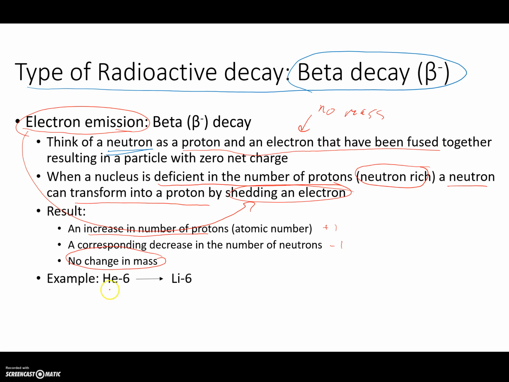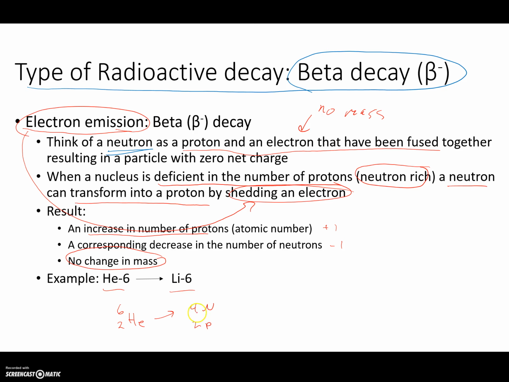All right. So in the case of helium-6 and lithium-6, helium-6 would look like this: He, 2 protons, and a mass of 6, right? And that would have 4 neutrons, 2 protons. So that ratio for helium, 2 to 1, doesn't really work out very well. There's twice as many neutrons as protons. It's an unstable configuration.